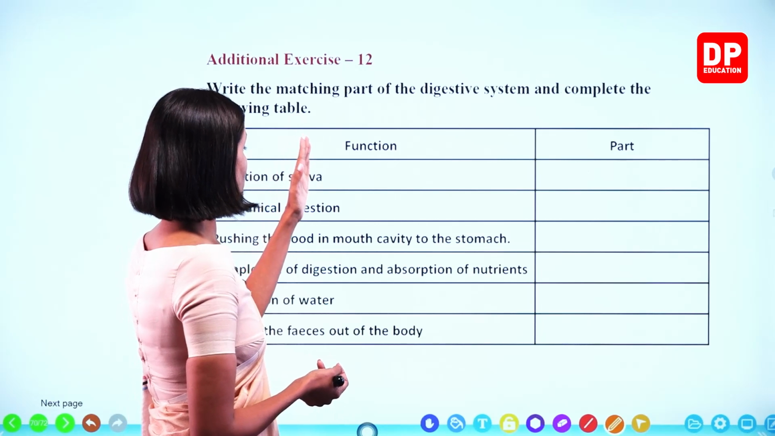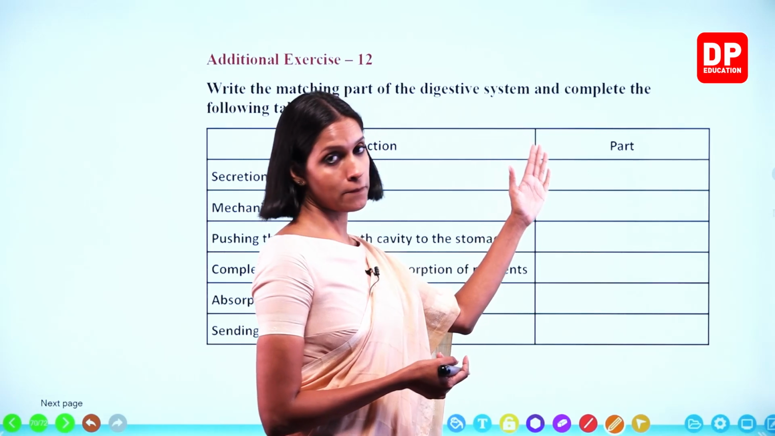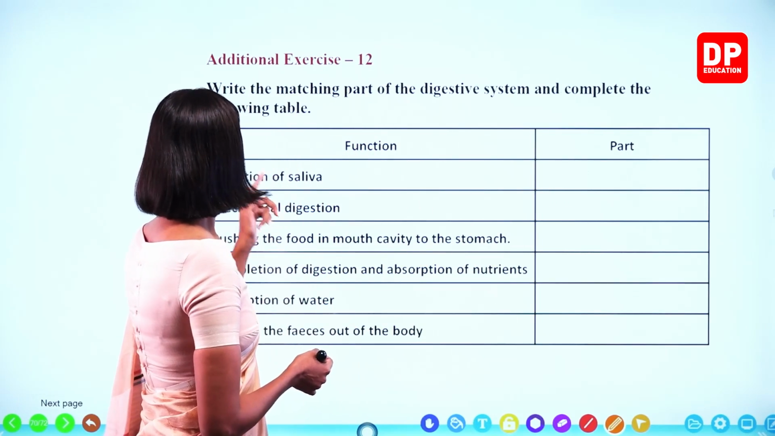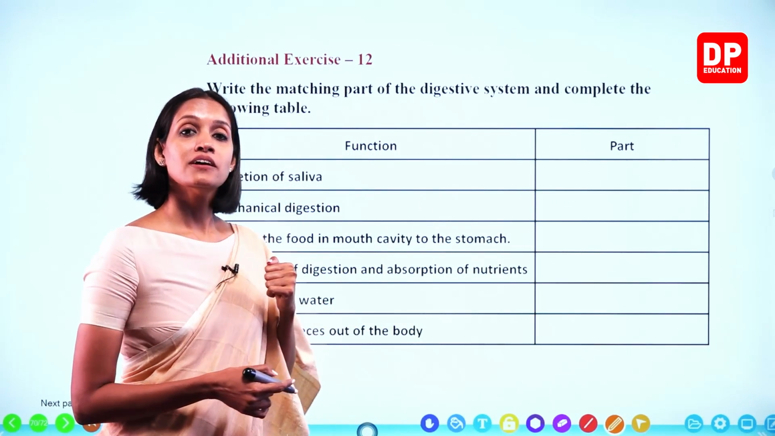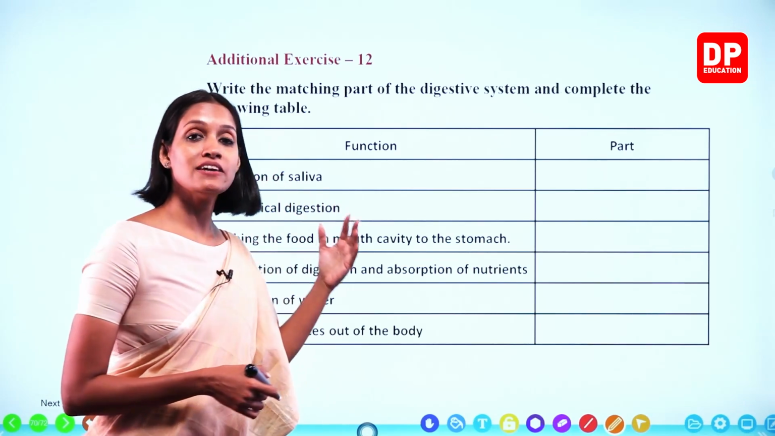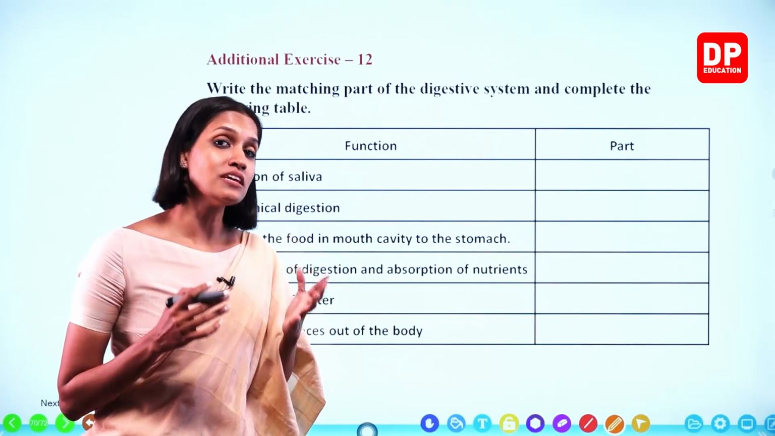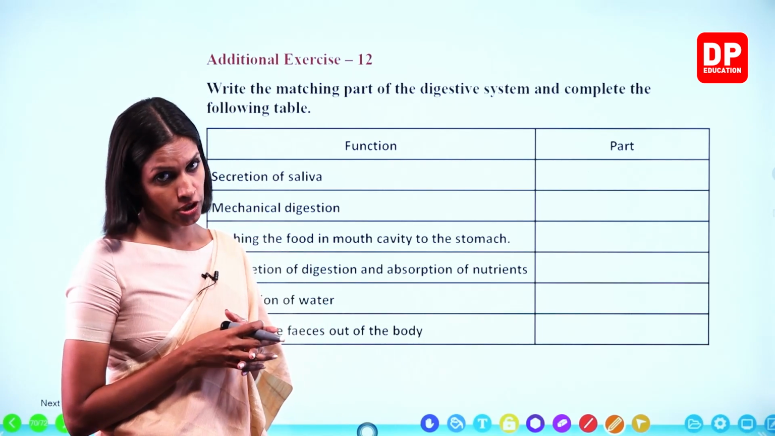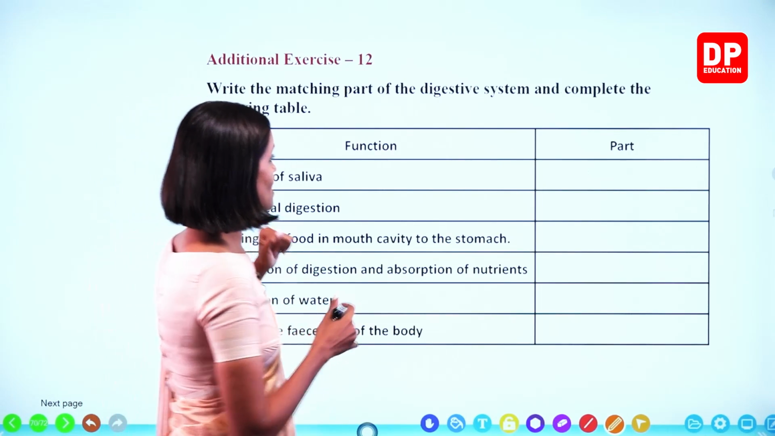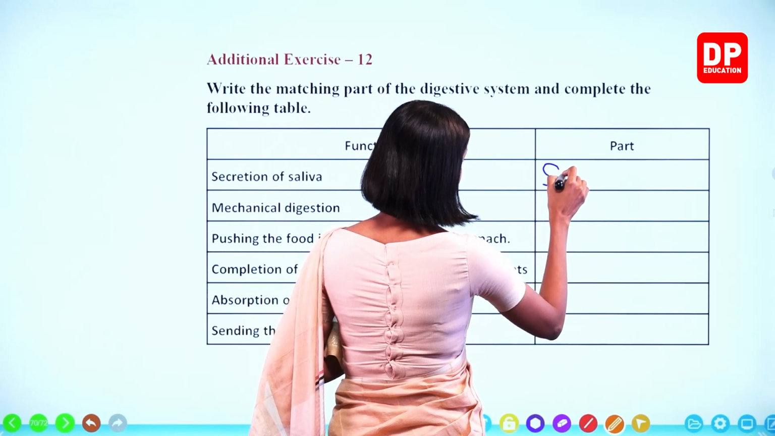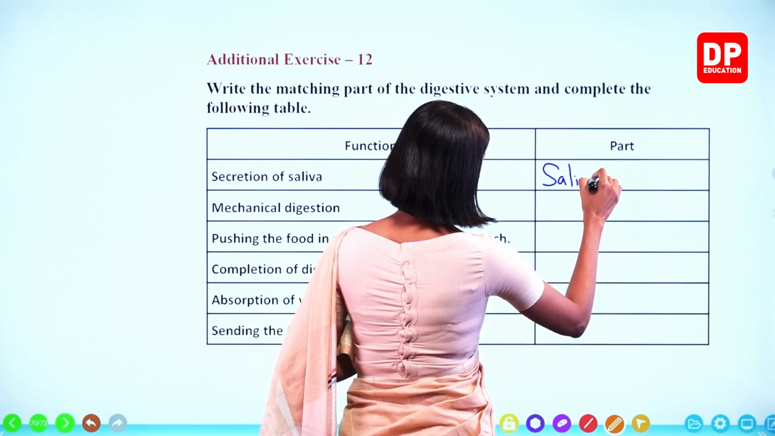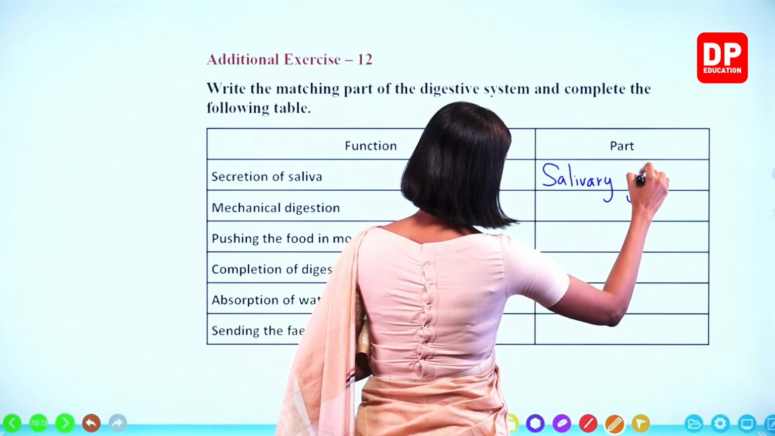Right? Here the function is given. You have to write the part matching. Secretion of saliva. What secretes saliva? Saliva is secreted by the salivary glands. I told you all there are 3 pairs of salivary glands in the mouth cavity, right? So secretion of saliva is done by the salivary glands. Salivary glands.